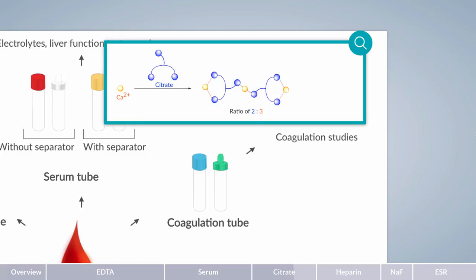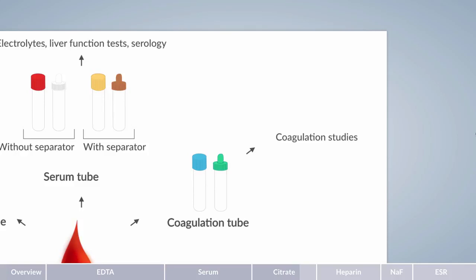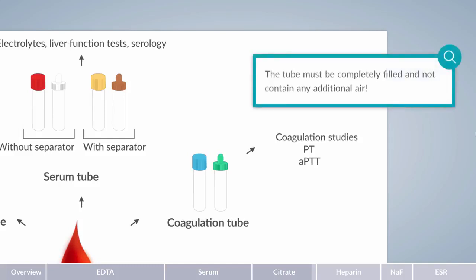This enables the required amount of calcium to be added to the blood sample to restore original conditions in the collection tube. Subsequently, coagulation parameters such as prothrombin time, or PT, and activated partial thromboplastin time, in short APTT, can be analyzed. But take care. To avoid false measurements, correct ratios are required. The collection tube must be completely filled with blood and not contain any additional air from the collection system.